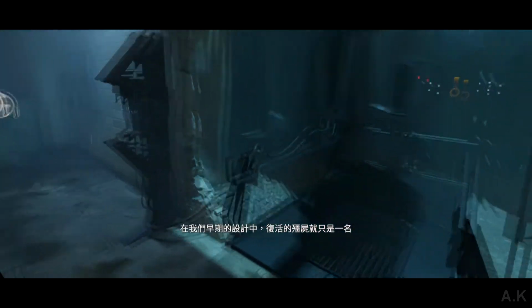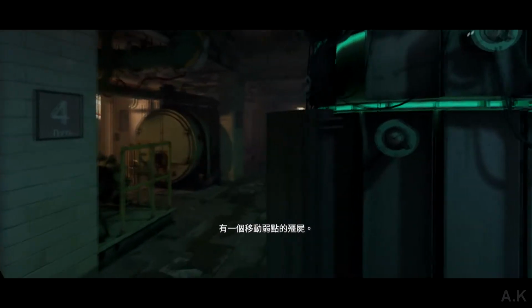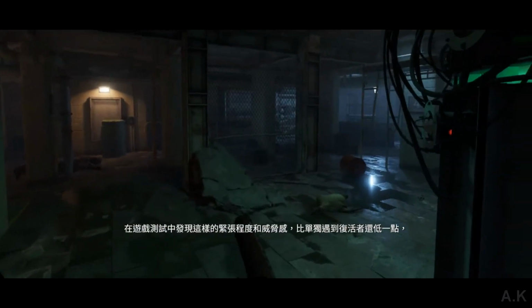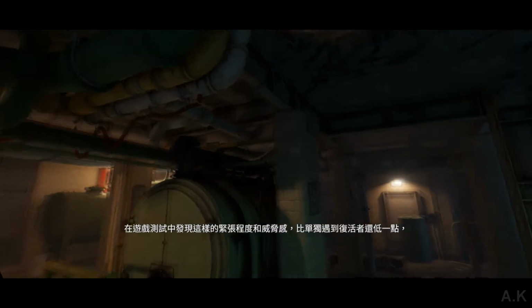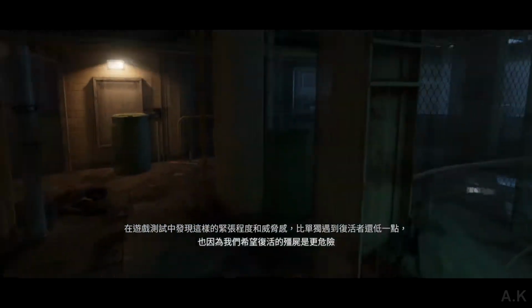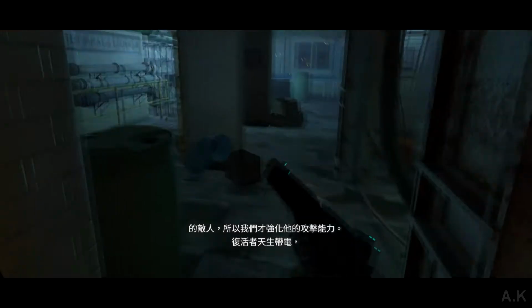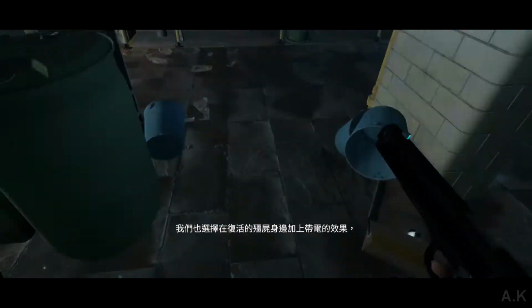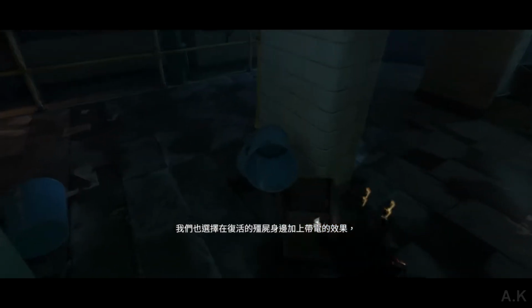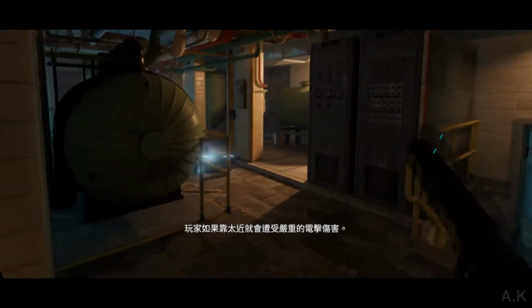In our early designs, a revived zombie was just an invincible zombie with a moving vulnerable spot. Playtesting revealed this to be less tense and threatening than the Reviver on its own, and since we wanted the revived zombie to be a higher stakes adversary, we needed to enhance its offensive capabilities. As a natural extension of the electrified nature of the Reviver, we chose to create an electrical field around the revived zombie, so that players who got too close would take heavy electrical damage.